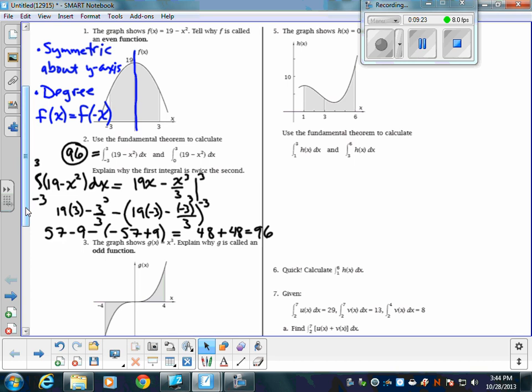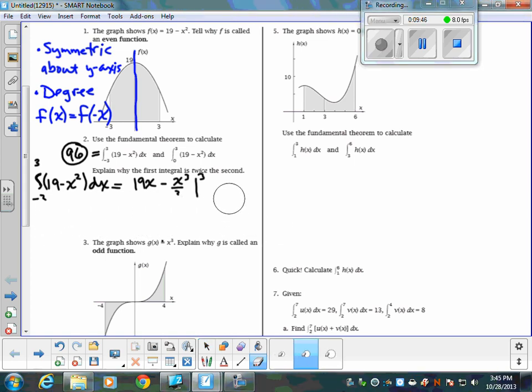So now I need to do the definite integral from 0 to 3. Right now what I'd like you to do is make a guess. We've done the definite integral from negative 3 to positive 3 of 19 minus x squared. We should, based on that information and the fact that it's even, have a good guess as to what the definite integral will be from 0 to 3 of 19 minus x squared dx. So let's go ahead and work this one out.